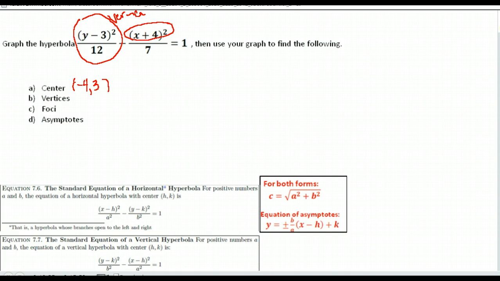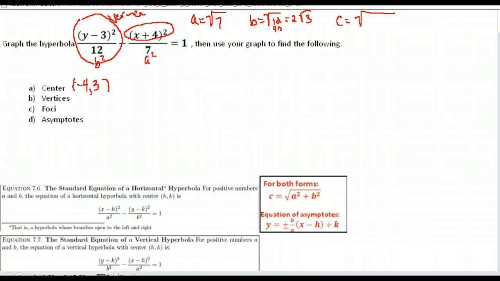We need to know a, b, and c. A squared is underneath the x. B squared is underneath the y. So a is the square root of 7. B is the square root of 12, which if we simplify that, since 12 is 4 times 3, we get 2 root 3 for our b, because the square root of 4 is 2.